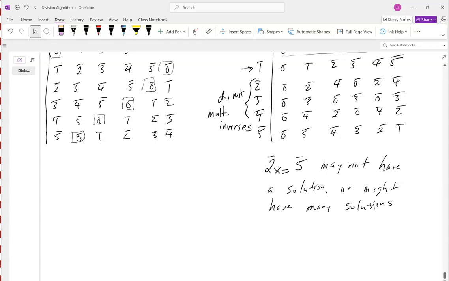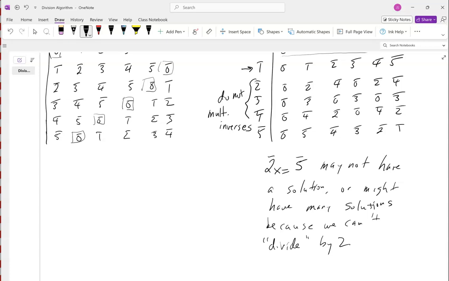The reason for this is because we can't, I'm going to put this in quotes, divide by 2 in this structure. Really, I mean multiply by its inverse. I can't multiply both sides by its inverse, but when we think about solving equations, what we're used to before this class, you think about it as division, right? So it may not have a solution. It might have many solutions. In this case, I can look at my table and see that there is nothing where I take 2 times it and get 5, right? I can just look at the table.